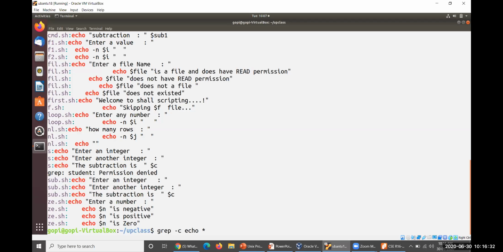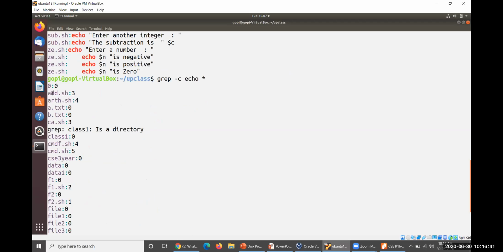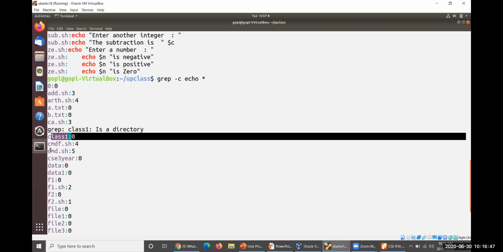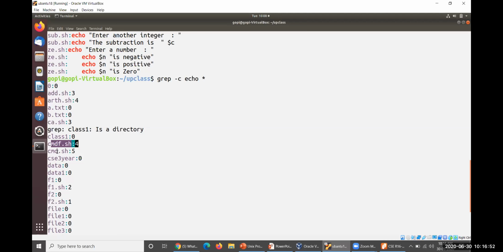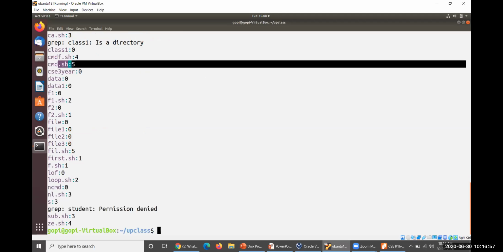-C. If you apply -C, it will be searched for that many times. So look at this. Add.sh 3 times, arth 4 times, and so on and so forth. Class 0 times, because class 1 is a directory, there is nothing at all. It has 5 times, it has 4 times, something like this. So this particular command displays how many times the pattern exists. In this way you have to operate.